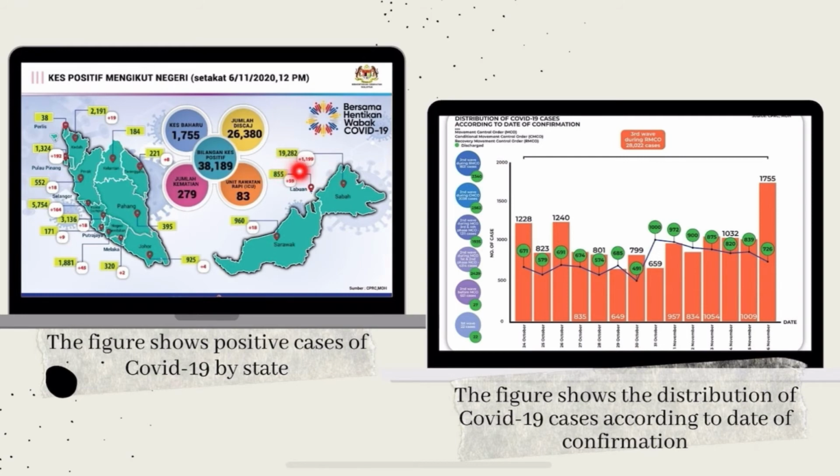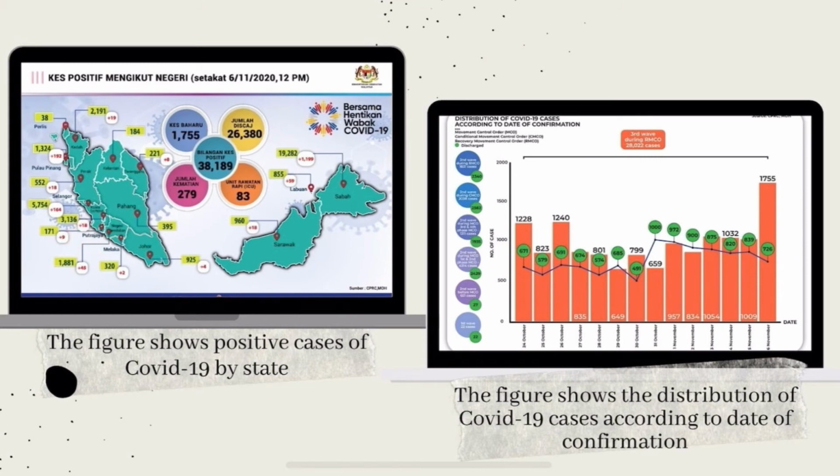As we can see here, the leading state is Sabah, where the cumulative cases of positive COVID-19 as at 6 November is 19,282 cases. The second highest state is Selangor, with 5,754 cases, followed by Kuala Lumpur, 3,136 cases.